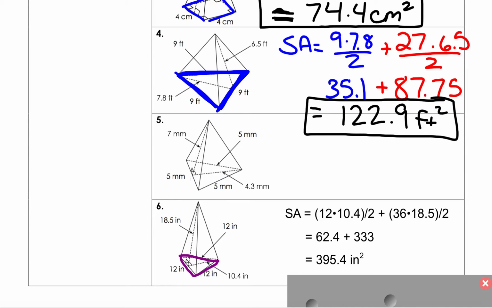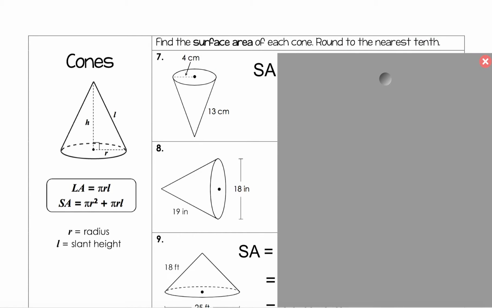Let's go ahead, turn the page, go to cones. We didn't do any cones on Thursday, but we went over how to get the surface area of cones. We talked about the fact that when I flatten out a cone, I have a circular base, and then the lateral area turns into what looks like part of a circle. And so we learned that that part of a circle was called a sector.